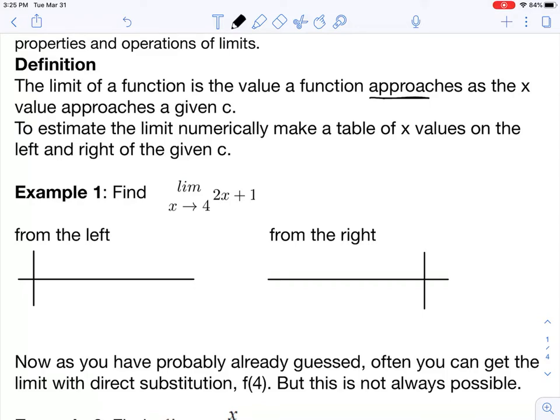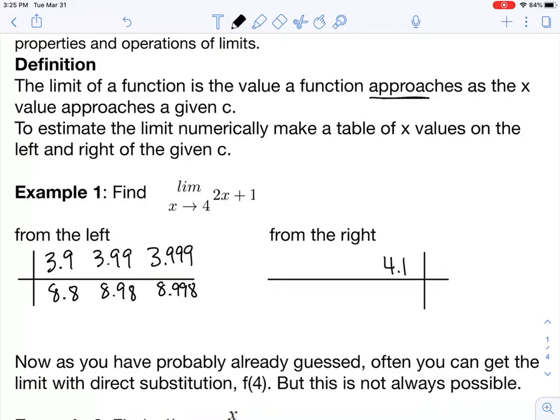Okay, for mine, I chose 3.9, 3.99, and 3.999. So I'm getting very close to 4. And I get 8.8, 8.98, and 8.998. Now I could probably guess what it's going to be, but let's try it from the right.